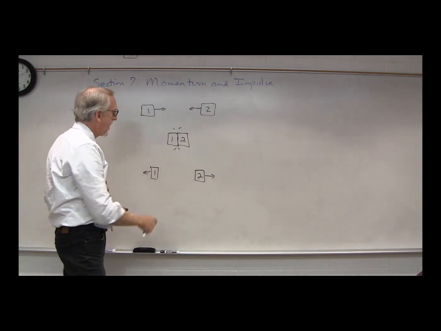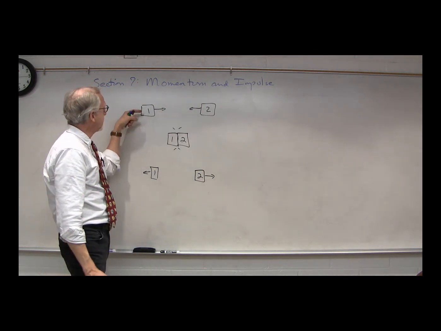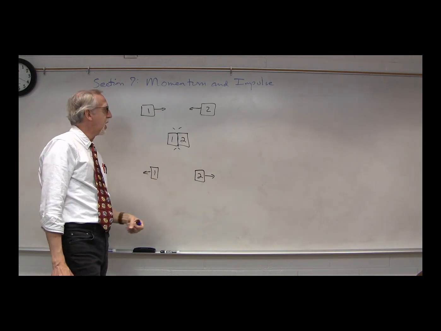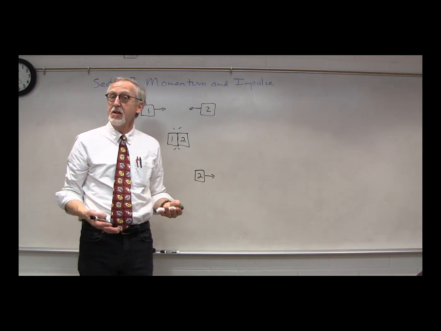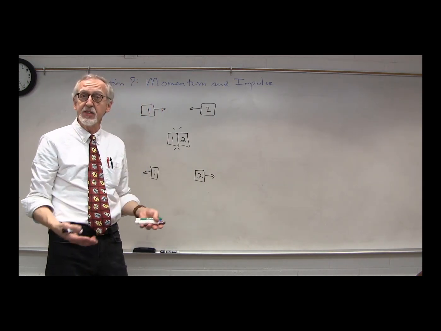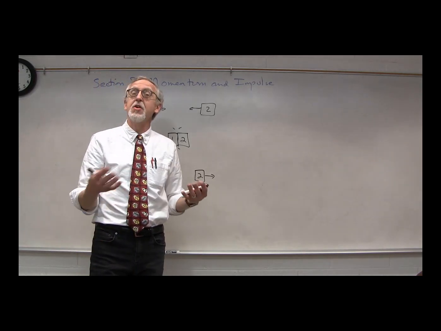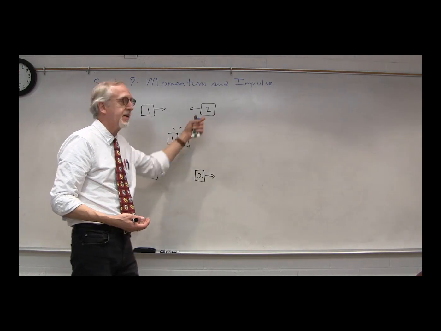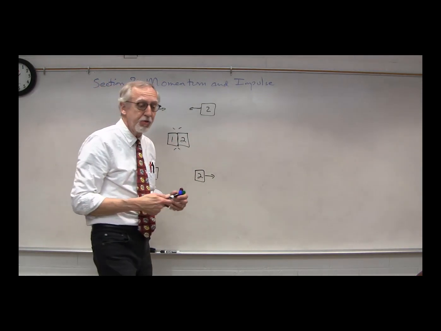Now, we notice that the final situation is definitely not the same as the initial situation. Say object 1 is moving this way initially, that way finally. Object 2 is moving this way initially, that way finally. So the velocities of the objects change. If the velocities change, they must have an acceleration. If there's an acceleration, there must be a force acting on them. A force acting on object 1, a force acting on object 2. So we know there are some forces. Well, what do we know about those forces?